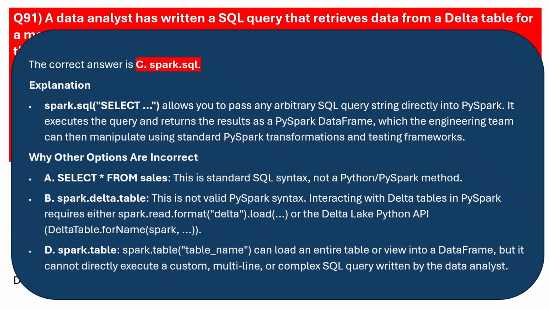Why other options are incorrect? A. Select asterisk from sales. This is standard SQL syntax, not a Python/PySpark method. B. spark.delta.table. This is not valid PySpark syntax. Interacting with Delta tables in PySpark requires either spark.read.format("delta").load, or the Delta Lake Python API, DeltaTable.forName. D. spark.table(table_name) can load an entire table or view into a data frame, but cannot directly execute a custom multi-line or complex SQL query written by the data analyst.